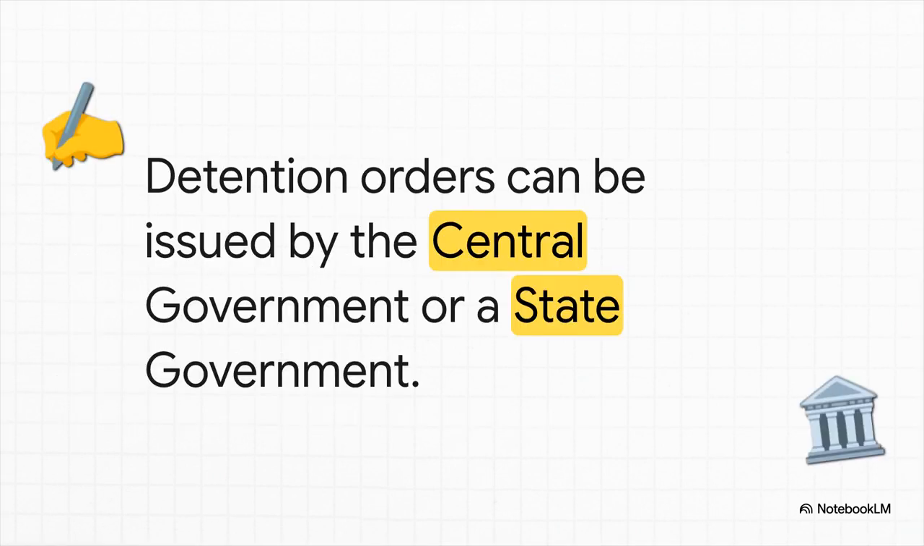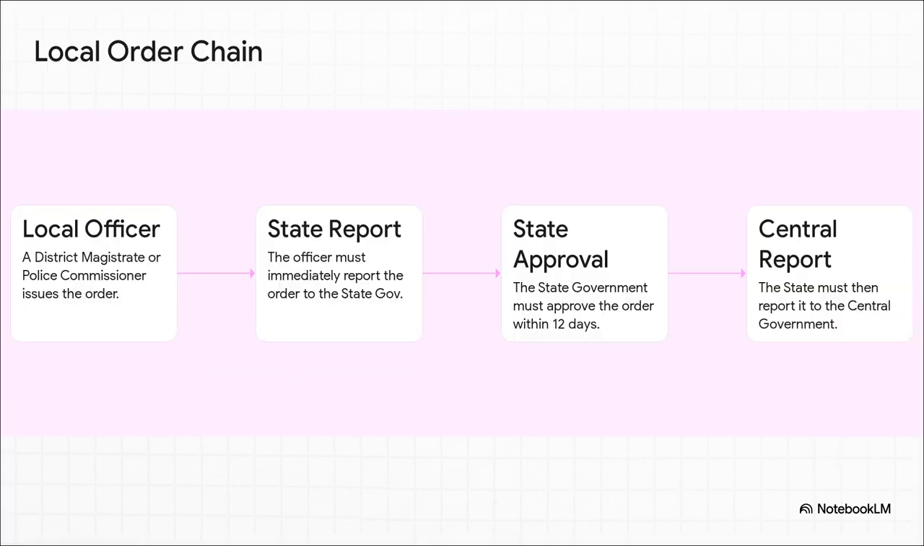So who gets to make this call? Well, the power to issue these detention orders lies with the central and state governments. But, and this is critical, that authority can also be delegated down to the local level, and when that happens, it triggers a very specific chain of command. And this is where the first procedural checks really kick in. If a local district magistrate or a police commissioner issues an order, they can't just act alone. They have to report it to the state government immediately. The state then has just 12 days to approve it. And if they give it the green light, they then have to report that decision all the way up the chain to the central government.